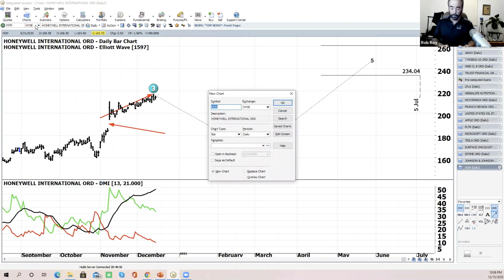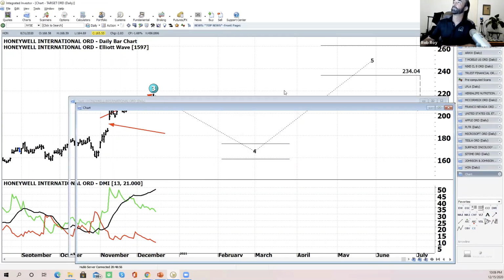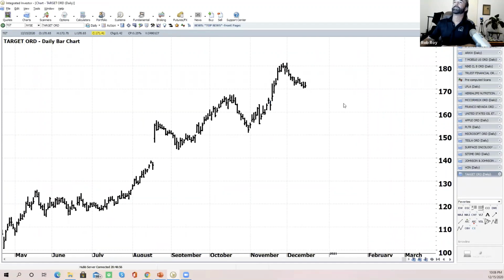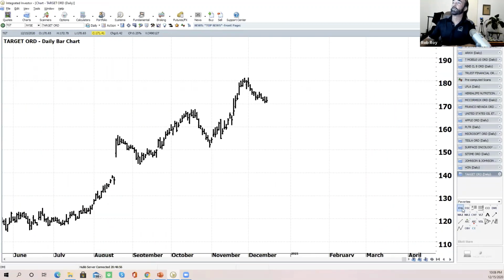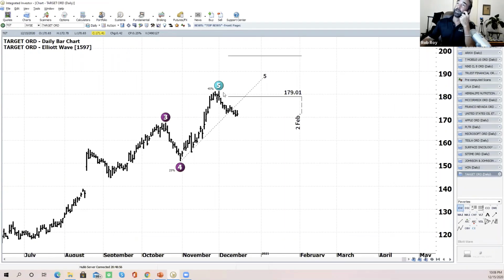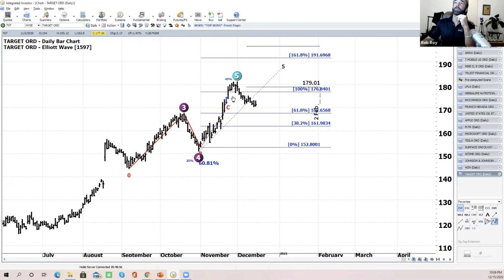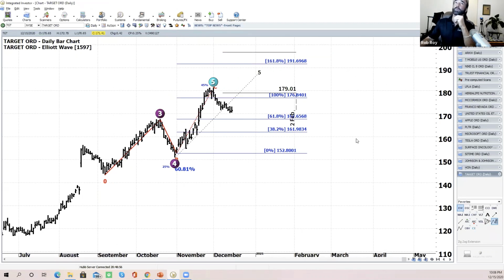Target, as they like to call it. Well, it hit its wave 5 target and it's backed off a bit. And it also looks like a completed zigzag. Hard to say what Target's going to do.